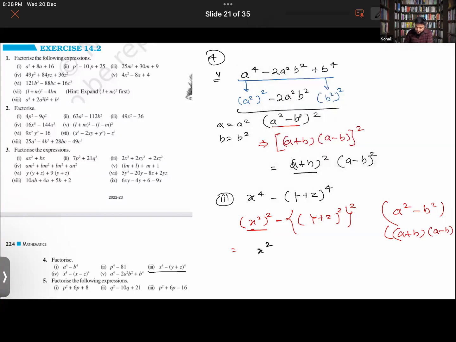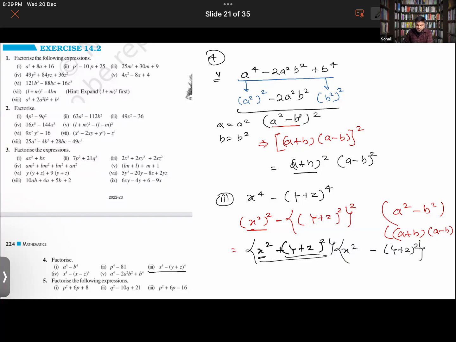x square plus y plus z. Okay, we will be adding this also. We will put this in a bracket. A plus b, this was a, this was b. A plus b and then a minus b. That is x square minus y plus z whole square. Getting this thing or not? So far, is there any question in this one?